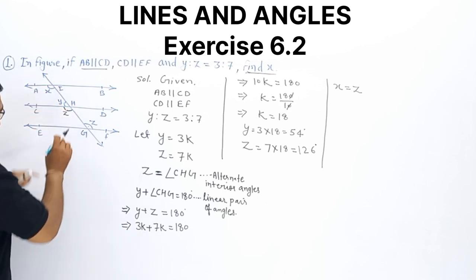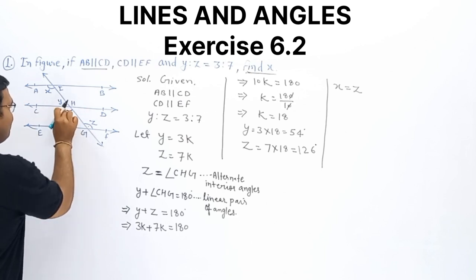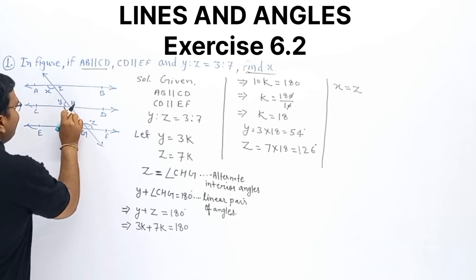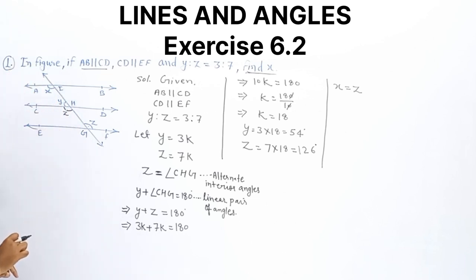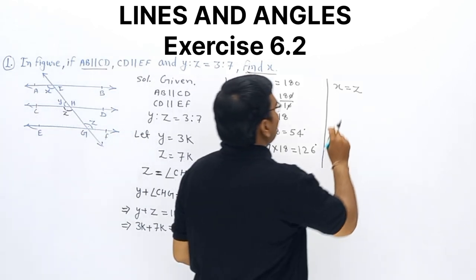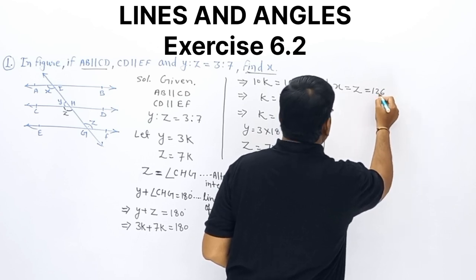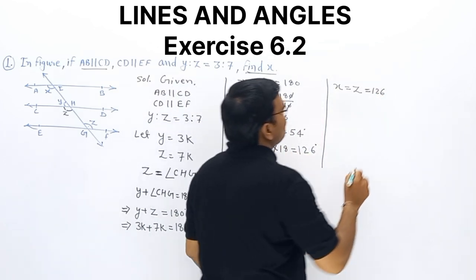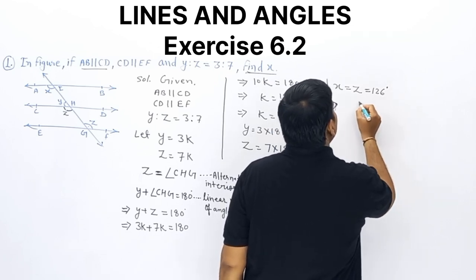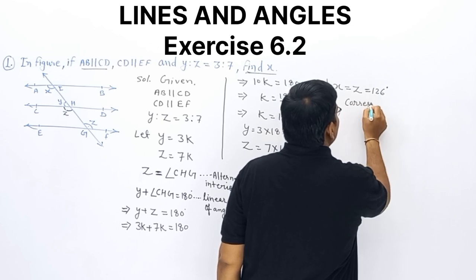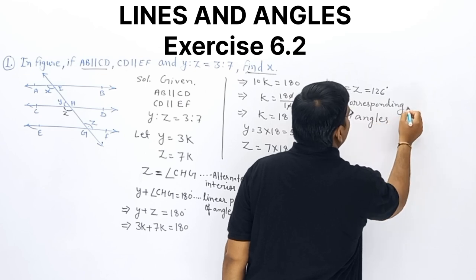So x, we obtained the value of this one. Yes or no? This is CHG, and it is equal to z. Its value we are having, and this will be equal to this one. Why? Because x equal to z, corresponding angles. So x equal to z equal to 126. Z we obtained is 126 degrees, and this is our answer. Why? Because they are corresponding angles.